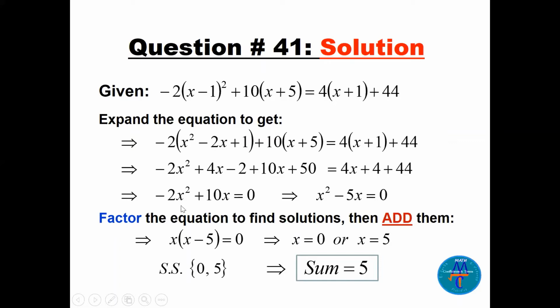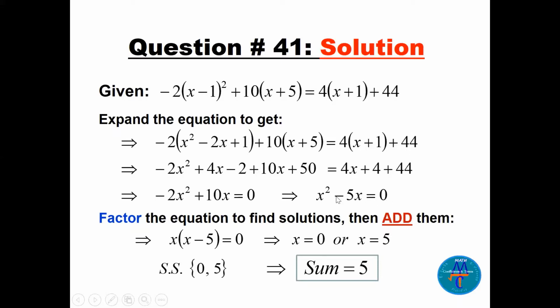Minus 2x squared plus 10x. You can check these numbers, please. This will be canceled. So this is 10x equals 0. Now we can divide by minus 2 to make it simple. Or you can factor x out. You can divide by minus 2, it's easier. So x squared minus 5x is equal to 0.